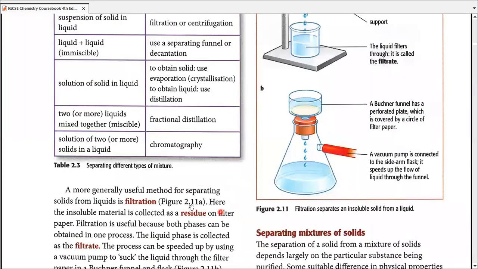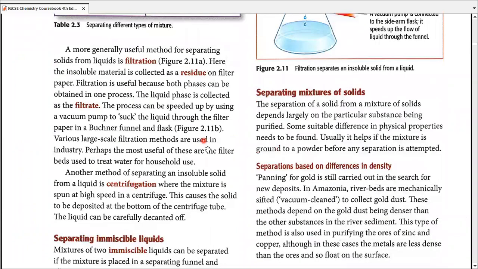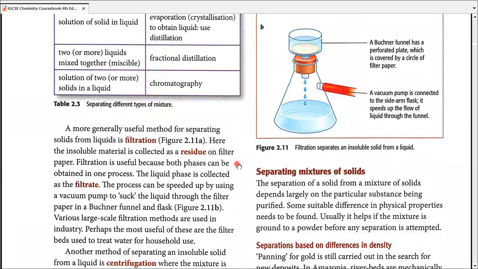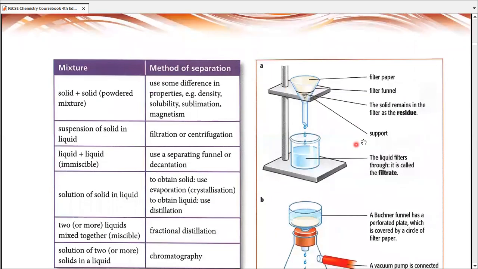Moving on to the next page, right below the table, let's start with filtration. Now, in order to separate solids from liquids, filtration is a very good technique. In this case, we can separate an insoluble material as residue on the filter paper. Filtration is useful because both phases can be obtained in one process, which means if you have a whole filtration setup like this one, let's go through the parts.